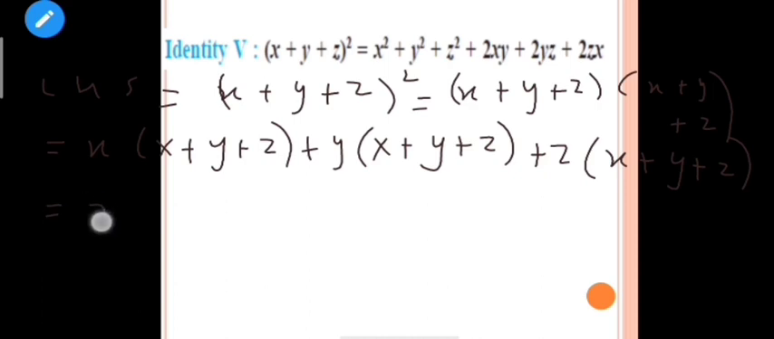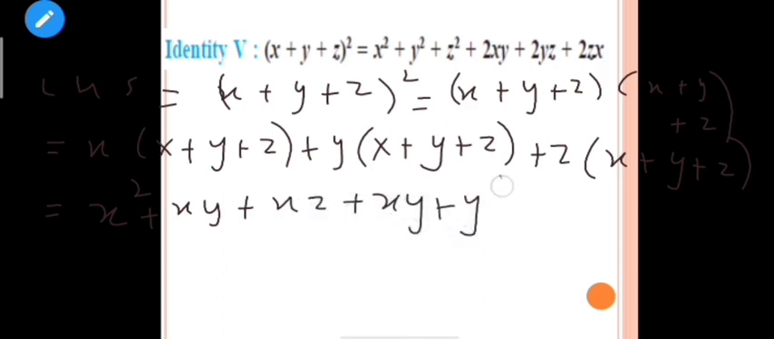So x and x will be x square, plus xy, plus xz, plus xy, plus y square. You know that I am multiplying y with y, so I am getting y square here. I am multiplying y with z, so I am getting yz here.